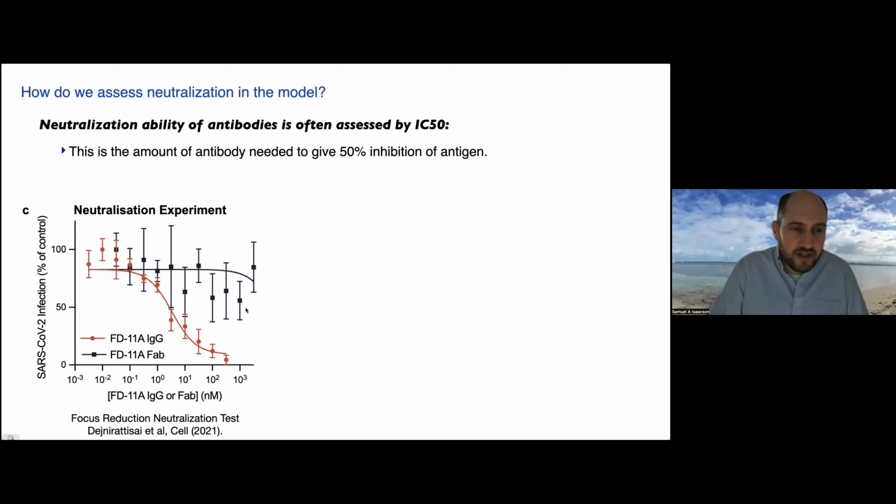This is what's called the neutralization experiment, where they take actual virus with the spike protein on the surface and incubate it with the antibody. The red curve is this FD11A antibody. The black curve is a version of it that only has one arm. Then they try to infect cells with it, and see how well it does at infecting cells when you've incubated it with different concentrations of antibody. Then they measure at some time what fraction of the cells are, roughly speaking, infected. Okay, so that's the neutralization experiment.